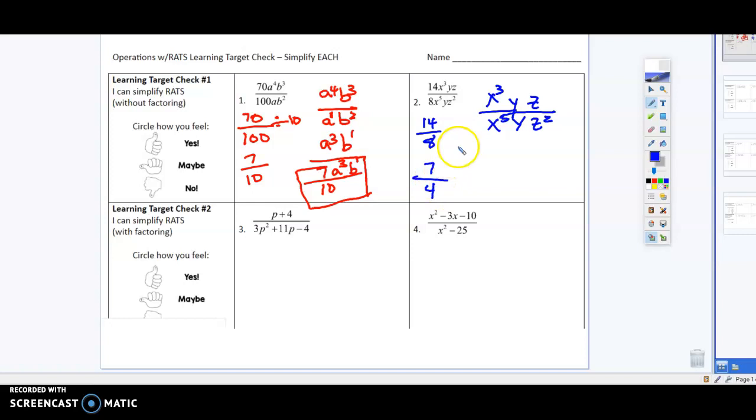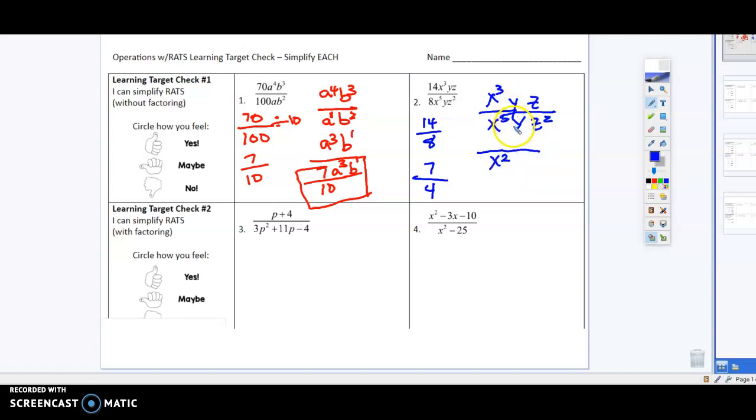So now we're going to look at our variables. Again, we're going to use that whole rule of subtracting their exponents because there's a division line in between them and they're the same base. So 3 minus 5 is going to give me negative 2. Well, we don't like negative exponents, so we're going to make sure that we put that on the bottom to make it positive.